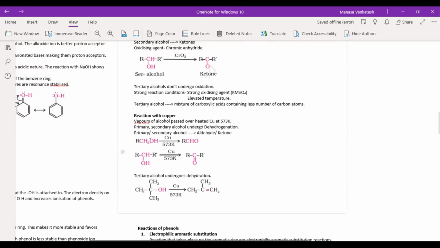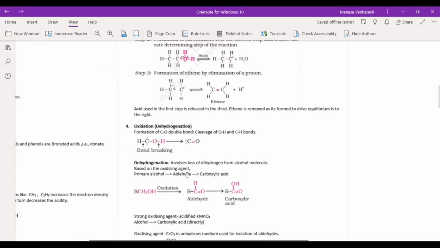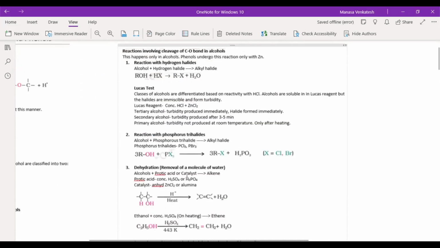So again, to recall, primary and secondary alcohols undergo dehydrogenation to give us aldehydes and ketones respectively. In case of tertiary alcohols, it's undergoing a dehydration reaction. So with that, we're done with the 4 different reactions.